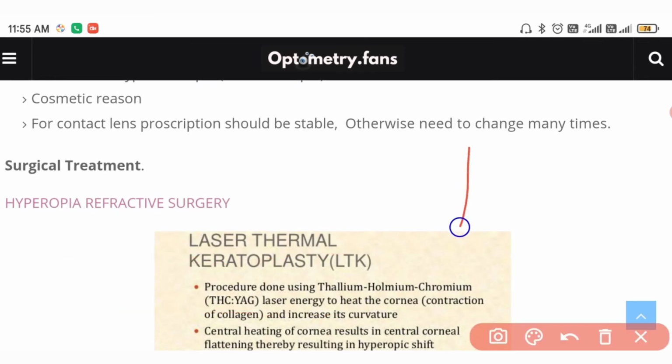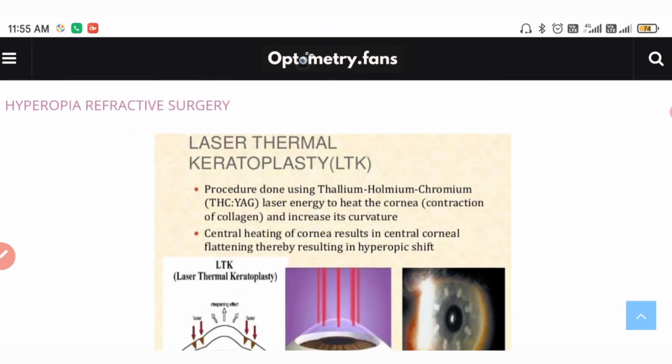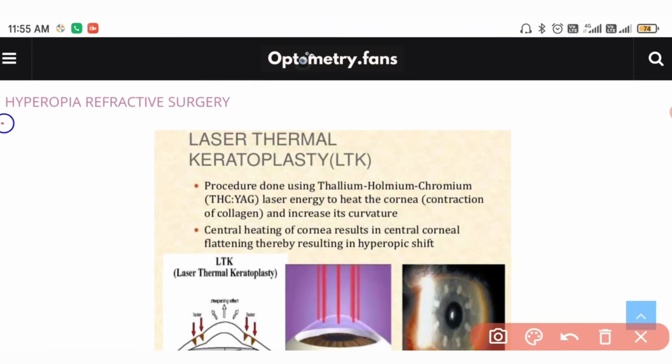Okay, so next is the surgical treatment. In the last topic we discussed the optical treatment, and this is about the surgical treatment. What surgeries are present nowadays for treating hypermetropia? We see the detail. The first is hyperopia refractive surgery. This is laser based surgery.